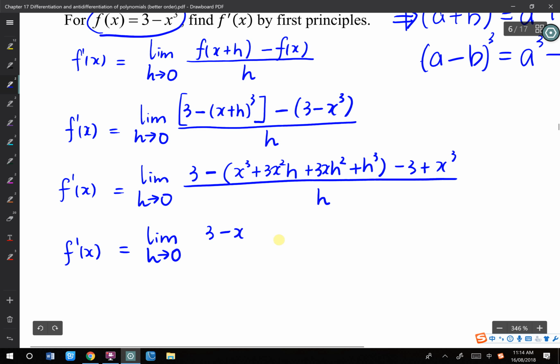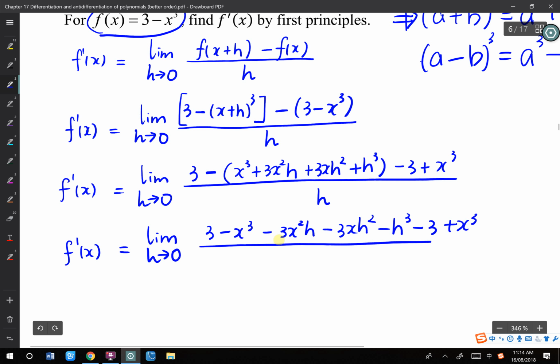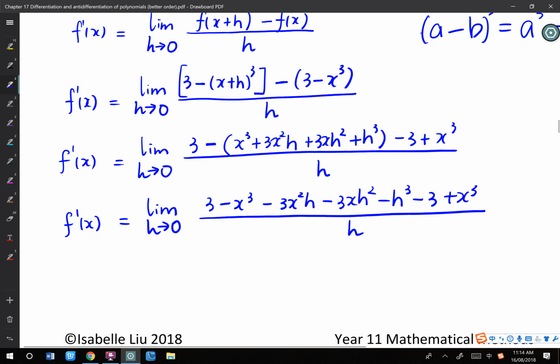So I will do expansion again: minus 3x squared h minus 3xh squared minus h cubed minus 3 plus x cubed, over h. Fully expand everything. You should have that. As I said, any term without the h should be cancelled. If you can't, it means your calculation is wrong. So the x cubed and the x cubed need to be cancelled. Well, I have 3 terms in the middle, which is here.